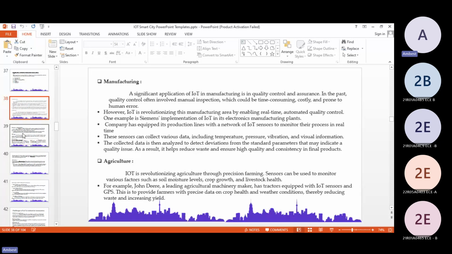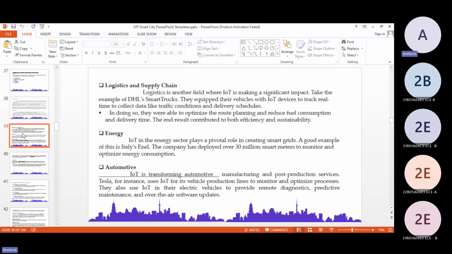Coming to the next thing, logistics and supply chain. In this field, IoT is making a significant impact, for example with smart trucks. We deal with vehicles and devices which track real-time data like traffic conditions and delivery schedules.